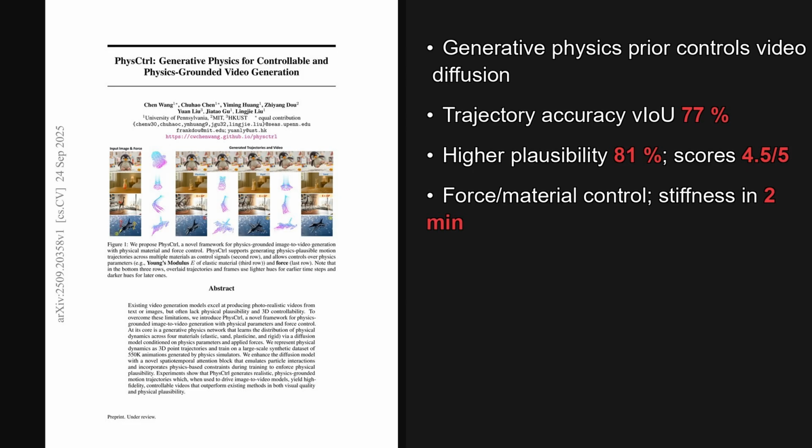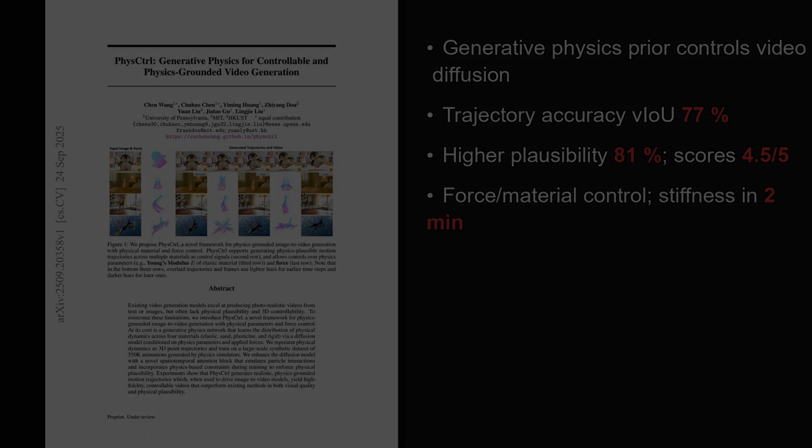The paper is titled PhysCtrl, Generative Physics for Controllable and Physics-Grounded Video Generation. And as we will see later, the results are really impressive. Beyond that, the method learns across 4 materials from 550,000 simulations, uses spatiotemporal attention and physics losses to enforce realism, supports force and parameter control, and even estimates material stiffness in about 2 minutes.